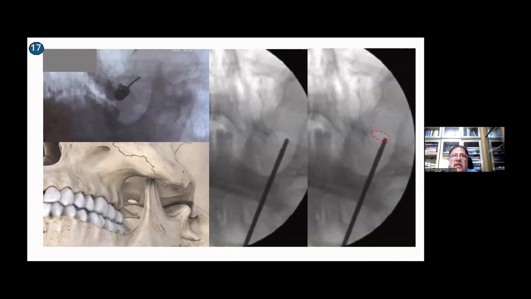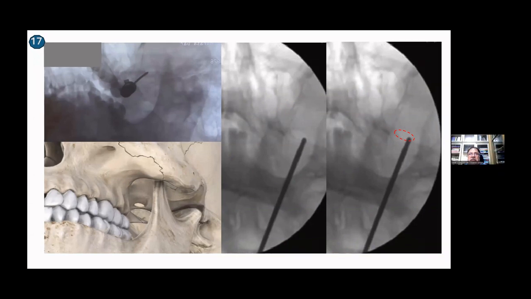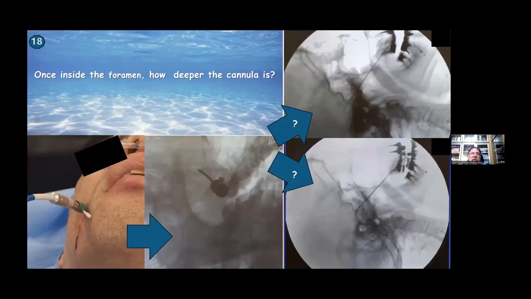On the left, we see a direct view of the foramen in the lower drawing, and above, the foramen already punctured with the fine needle. On the right, we see the foramen punctured by a thicker cannula. Once inside the foramen, how deep the cannula goes is the question.